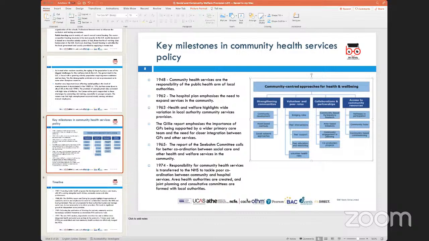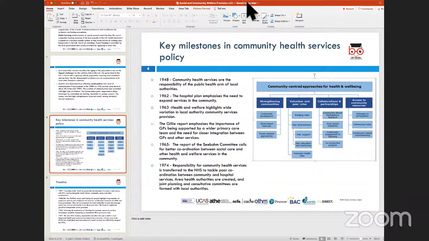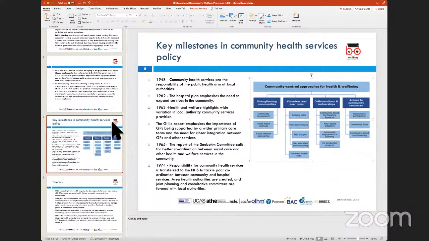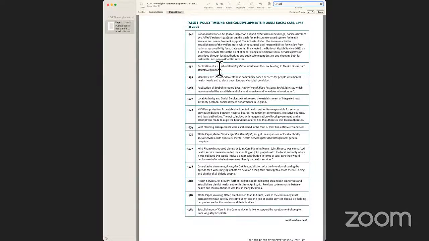So this particular timeline is quite detailed if we go through, say, for example, how these services came into being. And what I've done is I've taken this data from a particular report, which is also available on Moodle, and I'll briefly show that to you. This particular report is called The Origin and Development of Social Care. And obviously the timeline that we look at is quite detailed because it covers lots of areas.